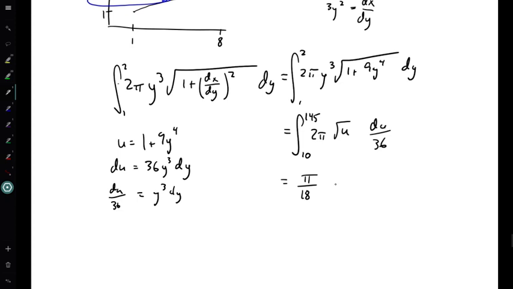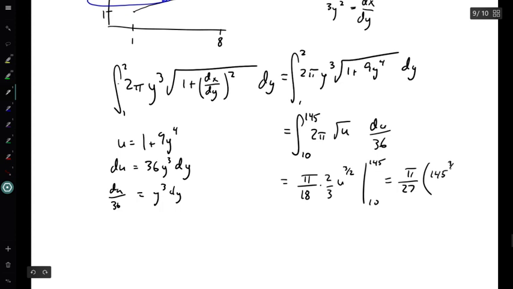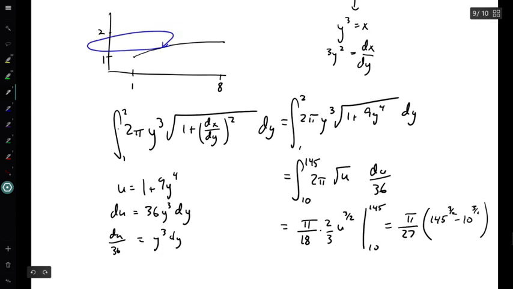Well, that's u to the 1/2, so the integral becomes u to the 3/2 times 2/3. And I'm evaluating from 10 to 145. So putting everything together here, the 2/3 and the 18 combine to give me a denominator of 27. I'm evaluating u to the 3/2 from 10 to 145, so I get something like 145 to the 3/2 minus 10 to the 3/2. Cool. So again, we have kind of an answer for a surface area.